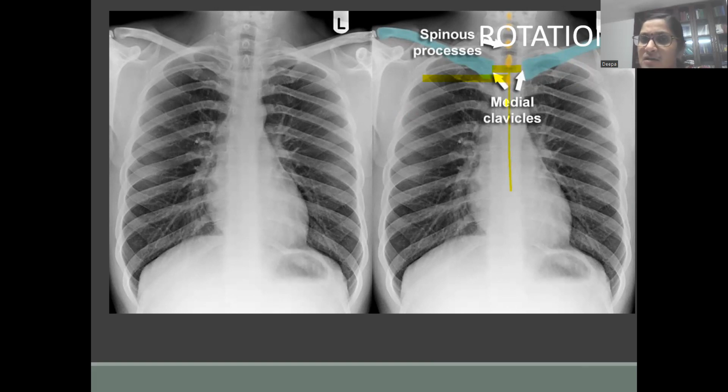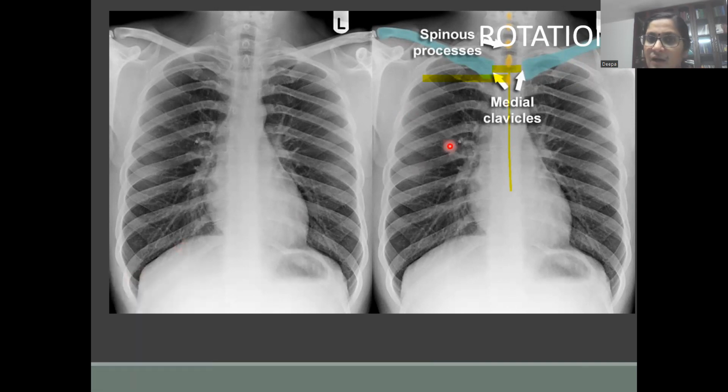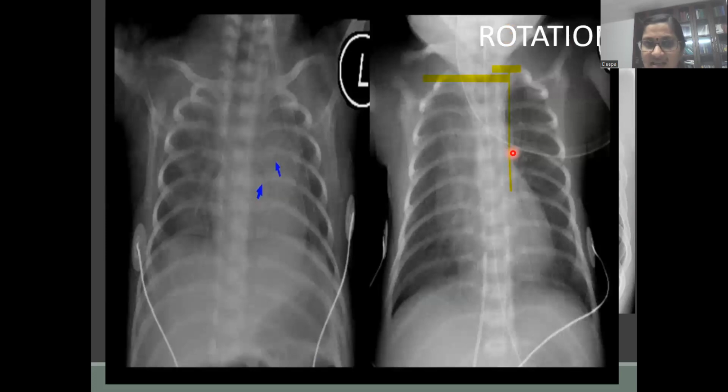And the other point in case of a well-centered X-ray would be that both the hemithoraces would appear symmetrical. The ribs are almost parallel to each other. So, in this case, it is a well-centered X-ray. It is not rotated.